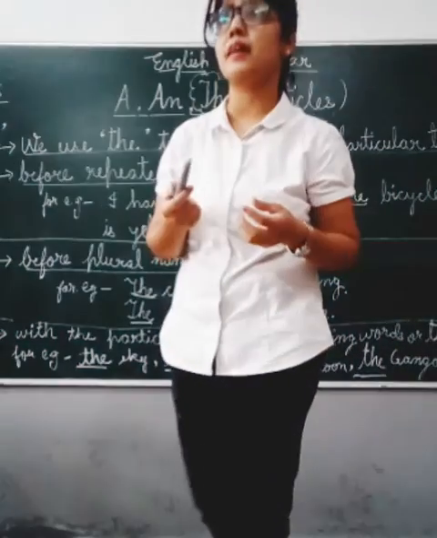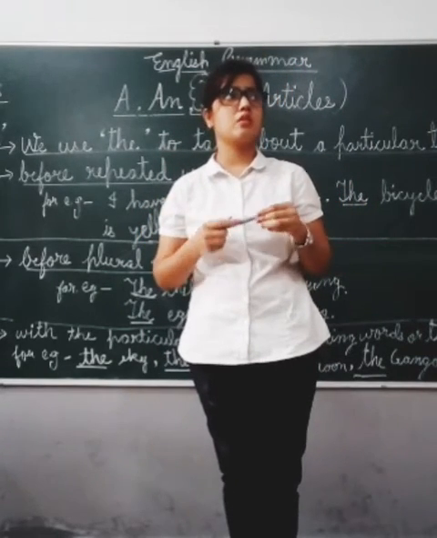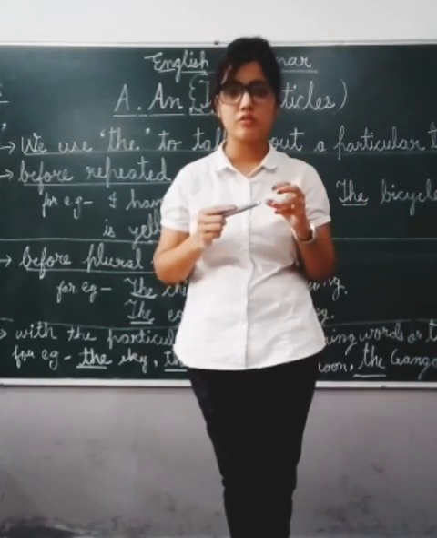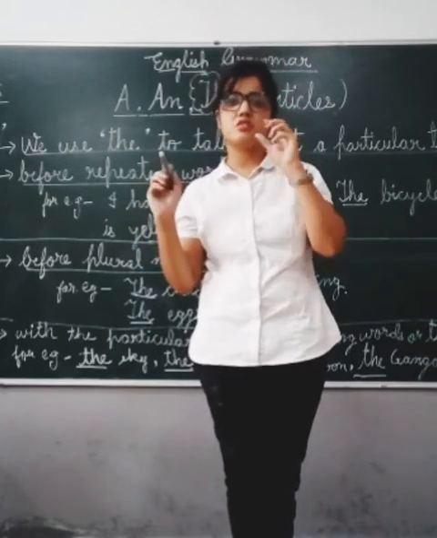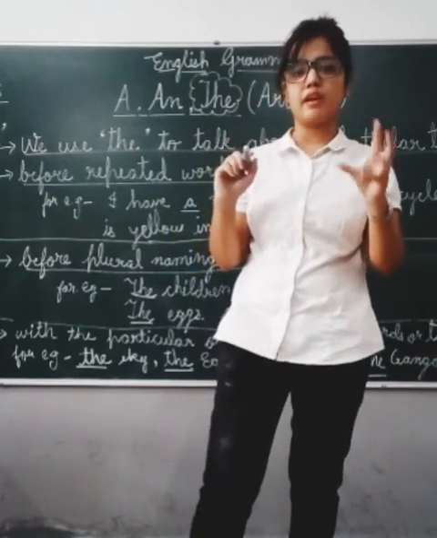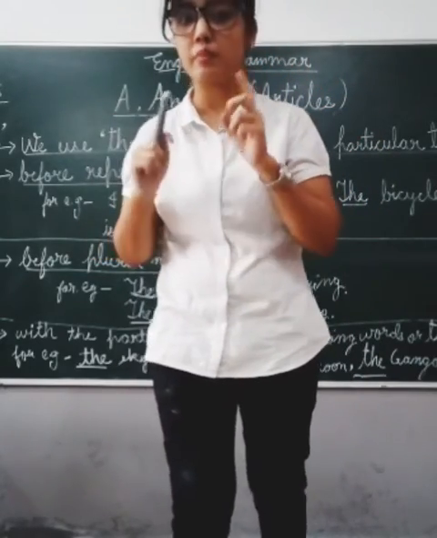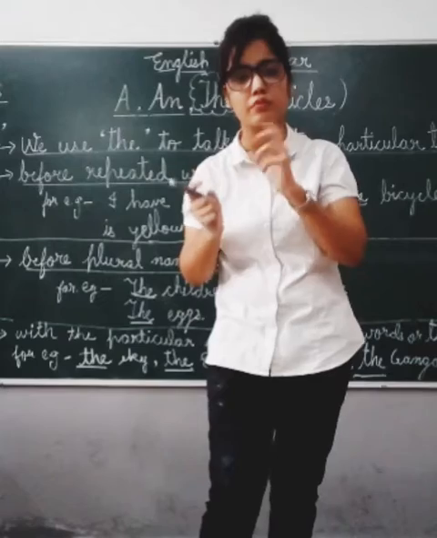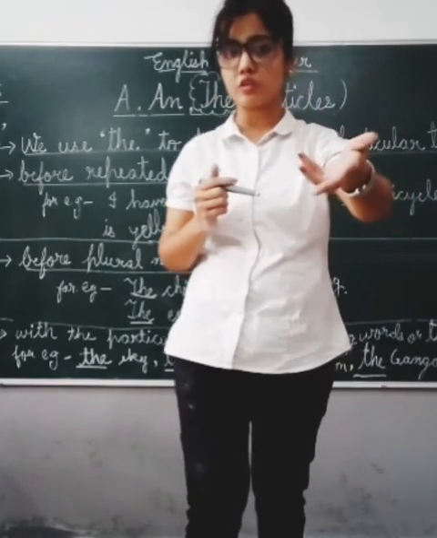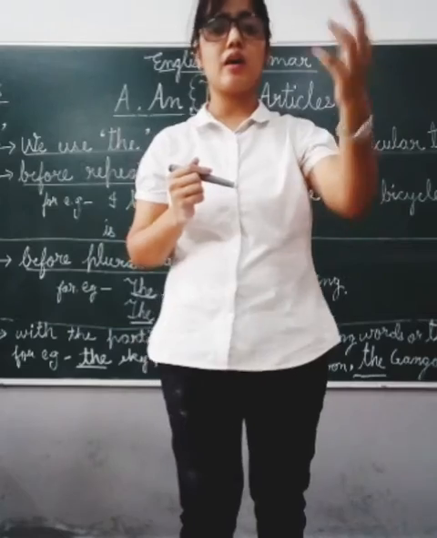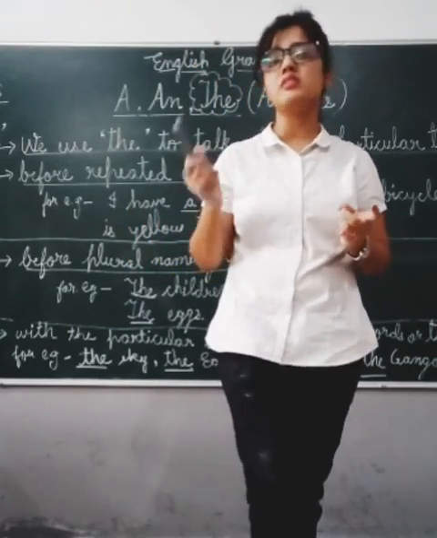Or take another example: a spider is crawling on the walls, and now the spider is weaving its web. The spider is weaving its web because we are repeating the word spider. We already used a in our first sentence when we talked about it once. Now again we are repeating it, so we will use the. The spider is weaving its web.